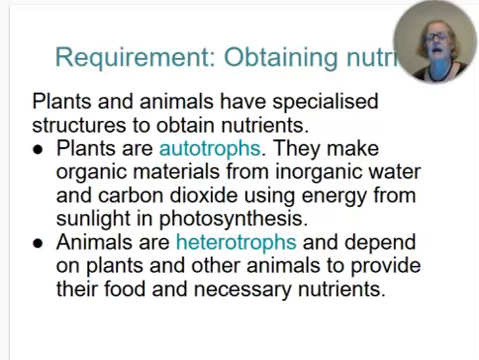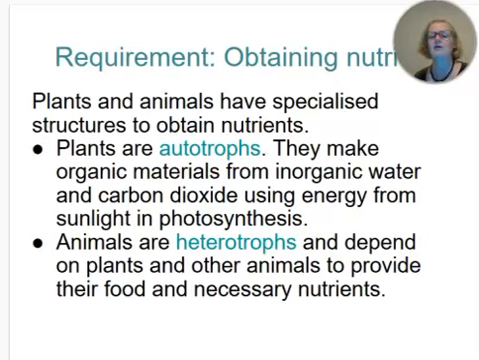in plants and animals. Now, all living things need to obtain nutrients so that they can release energy and use that energy for growth. Plants are autotrophs, that means self-feeders, so they can make organic materials from inorganic water and carbon dioxide, and they do this by harnessing sunlight energy during photosynthesis.